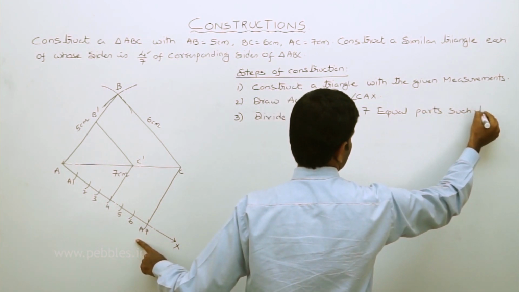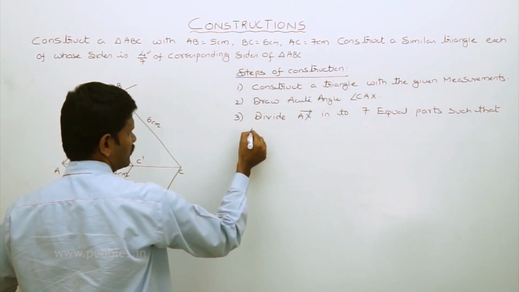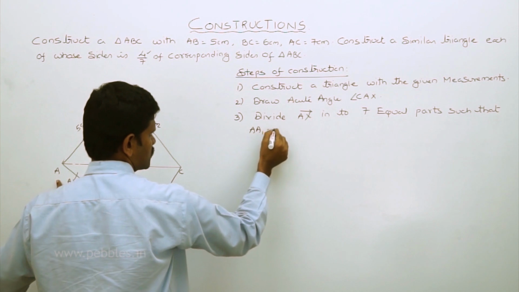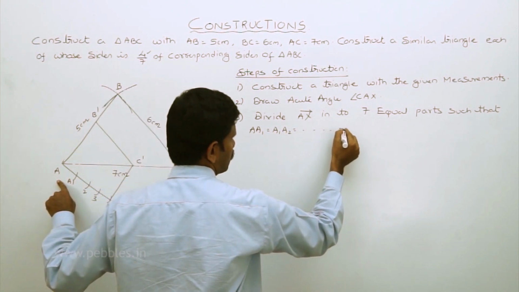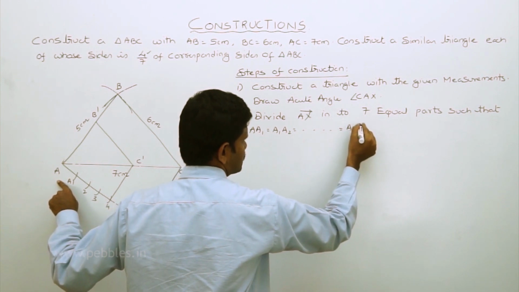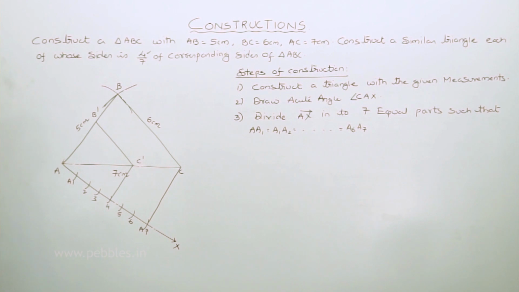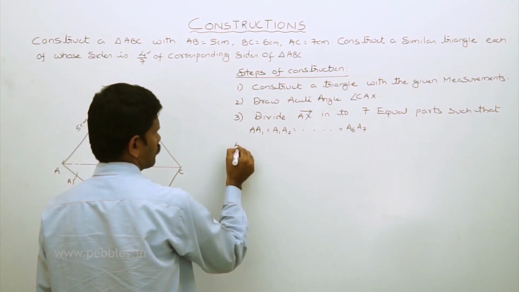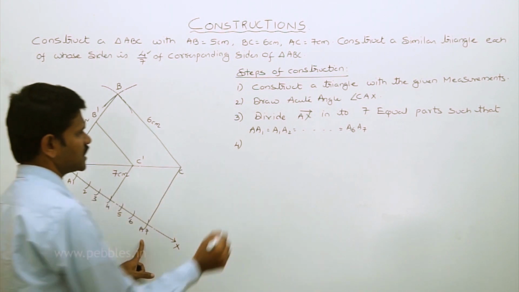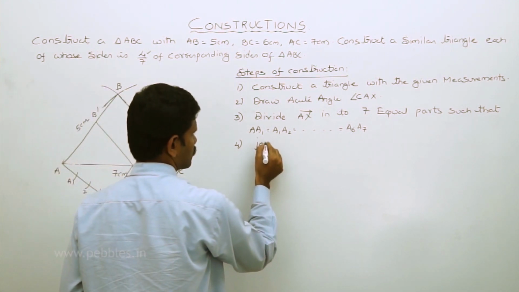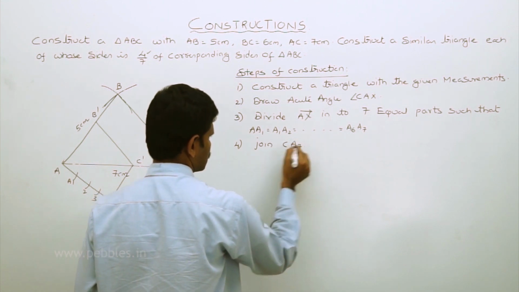Such that A1 is equal to A1A2 equal to, and so on, equal to A6A7. Fourth, join CA7.